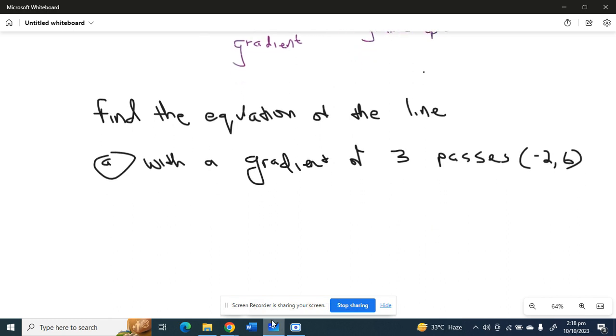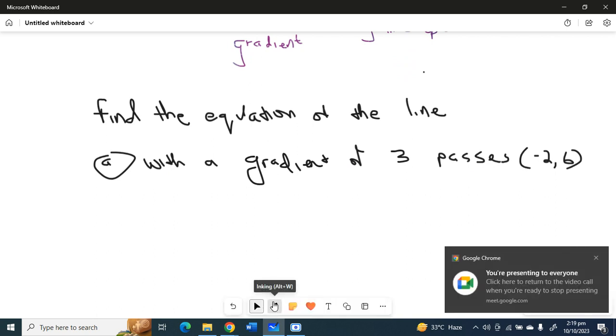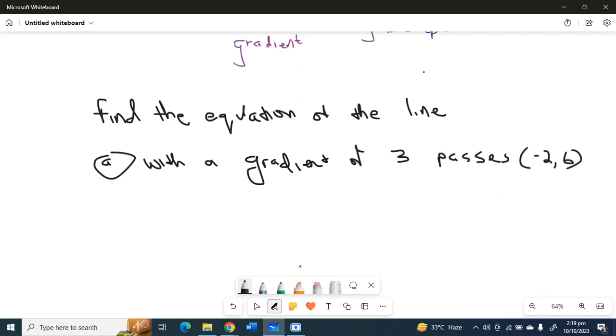All right, so what we're going to need to do first is we're going to have to write this formula here: y minus y1 equals m open brackets x minus x1. Right, this is the way you put the equation.